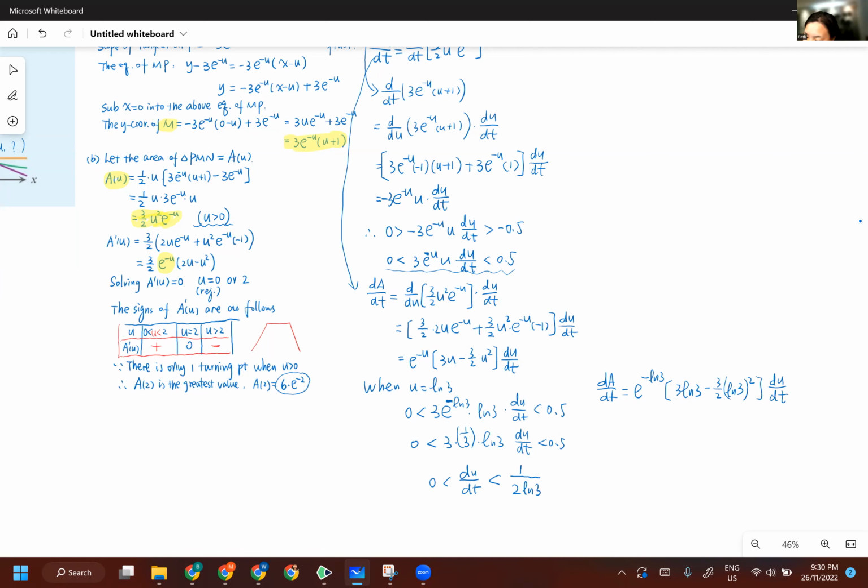Let me simplify this. This is equal to, this is 1/3. Anyway, this is a value. And then it's equal to, just put in 3 log 3 minus 3/2 log 3 squared times du/dt. And then this is log 3 minus 1/2 log 3 squared. Okay, and then du/dt.